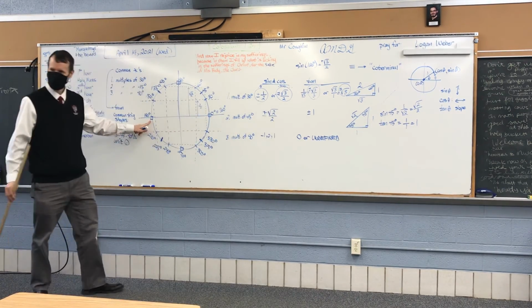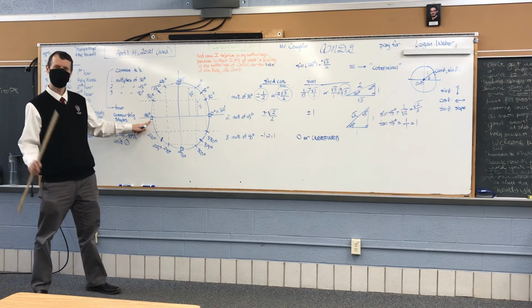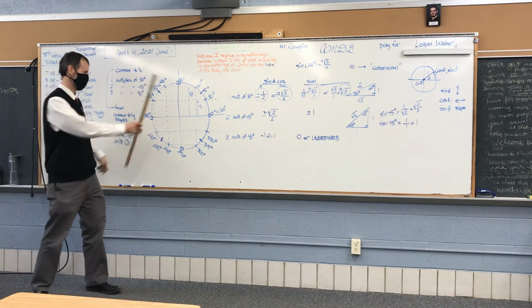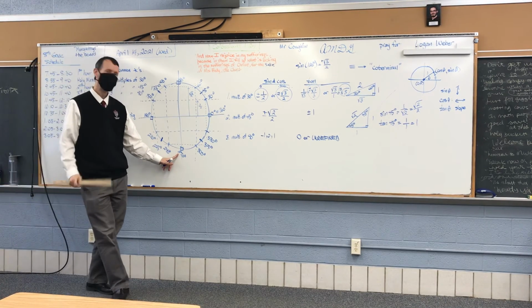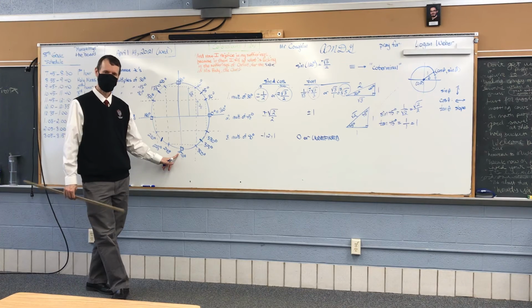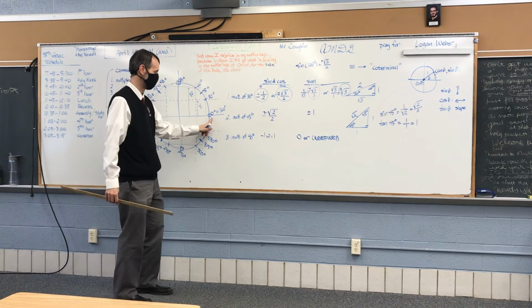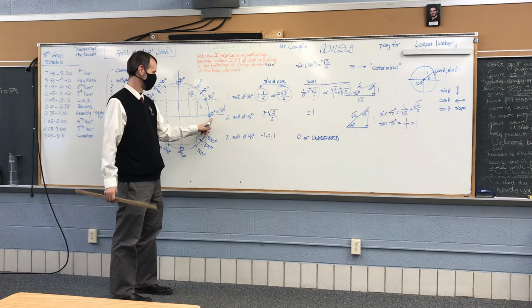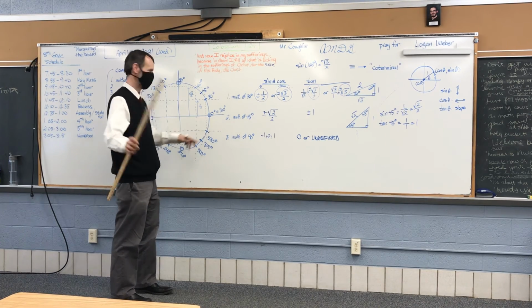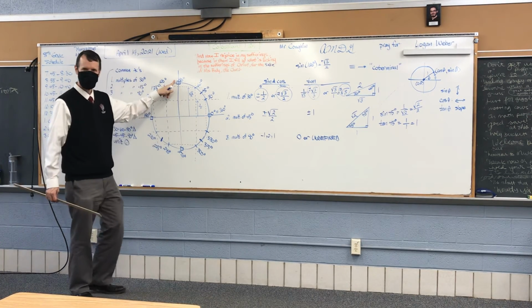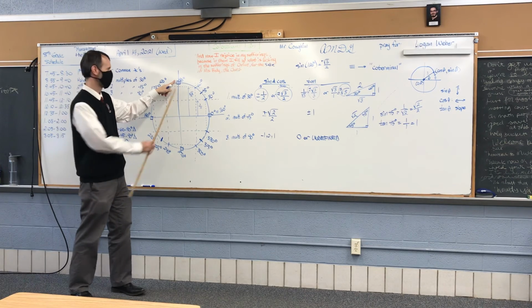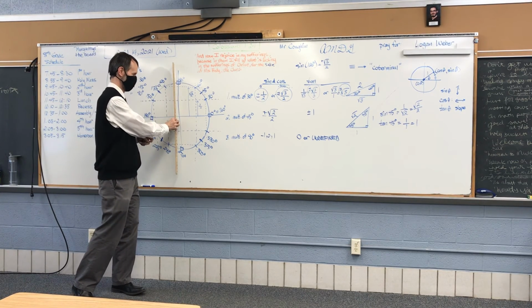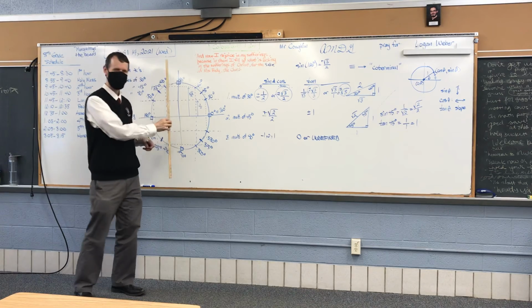Sine. 0. What's cosine? Negative 1. What's the tangent? 0. Sine, negative 1. Cosine, 0. Tangent. Nice. Jack, sine, 0, cosine, 1, tangent, 0. Michael, sine, 1, cosine, 0, tangent, 0.